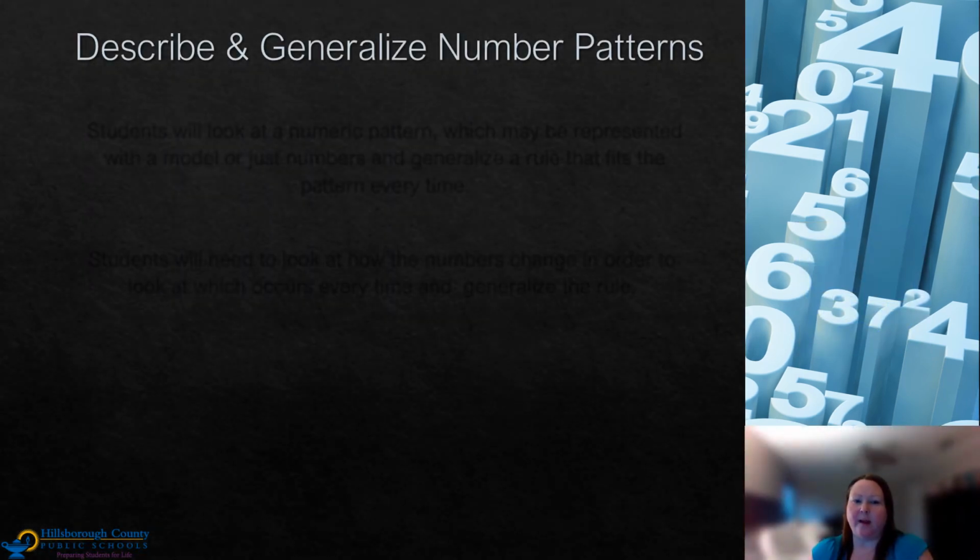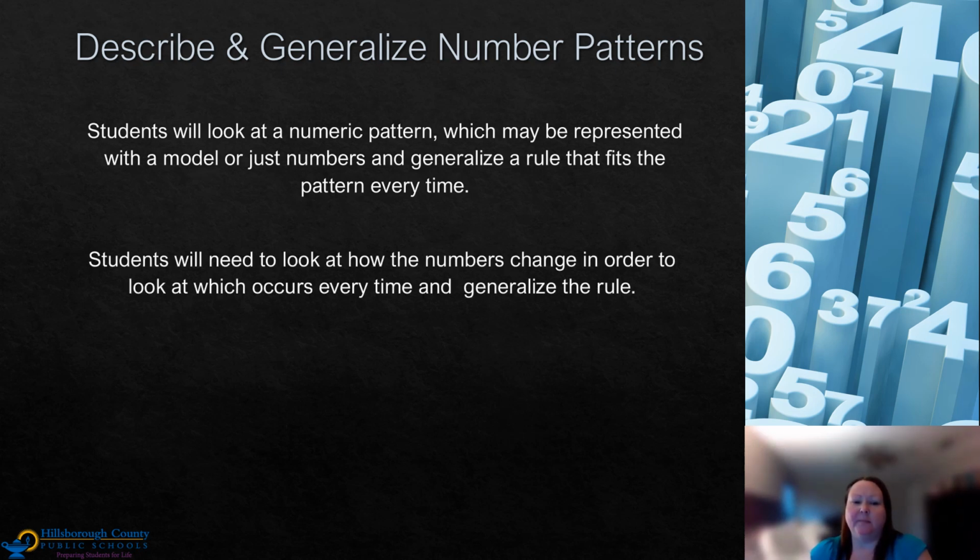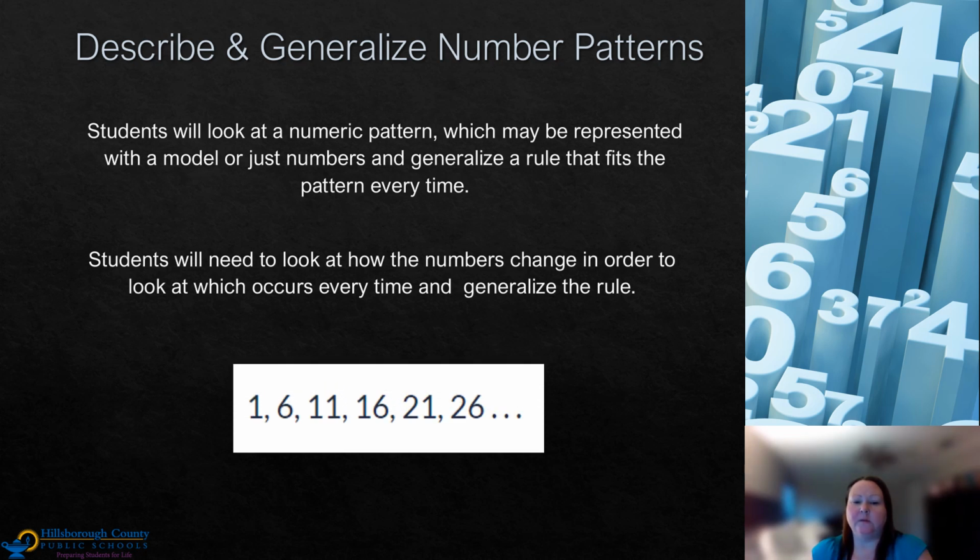So starting with describing and generalizing number patterns, students will look at a numeric pattern, which may be represented with a model or just numbers, and generalize a rule that fits the pattern every time. They will need to look at how the numbers change in order to see which change occurs every time and generalize the rule. So here's an example.